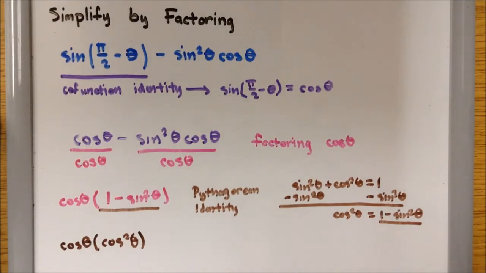Okay, so having applied the Pythagorean identity, the only thing I have left is cosine theta times cosine squared theta, which I can multiply. Cosine theta times cosine squared theta will become cosine to the third theta. So that is our final answer.